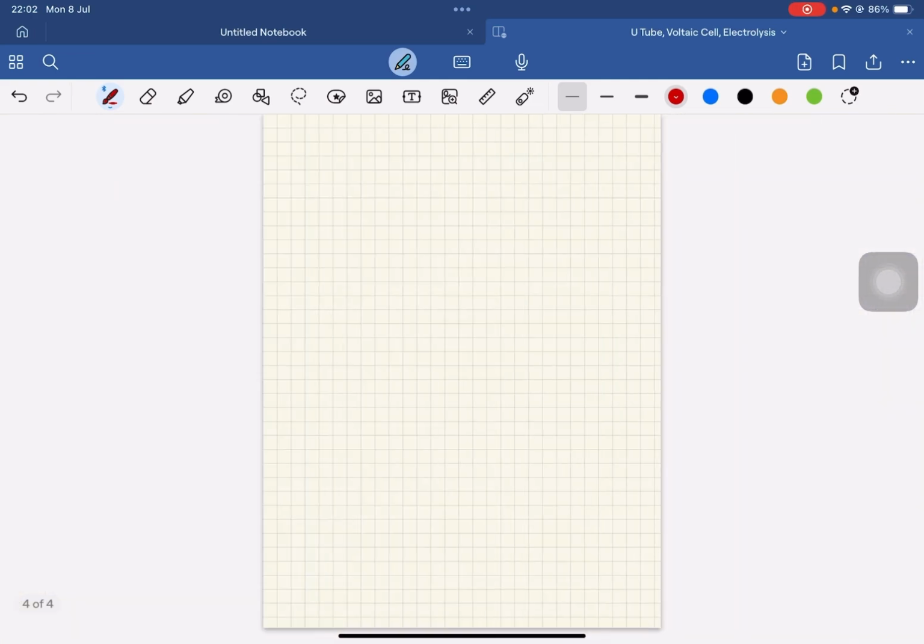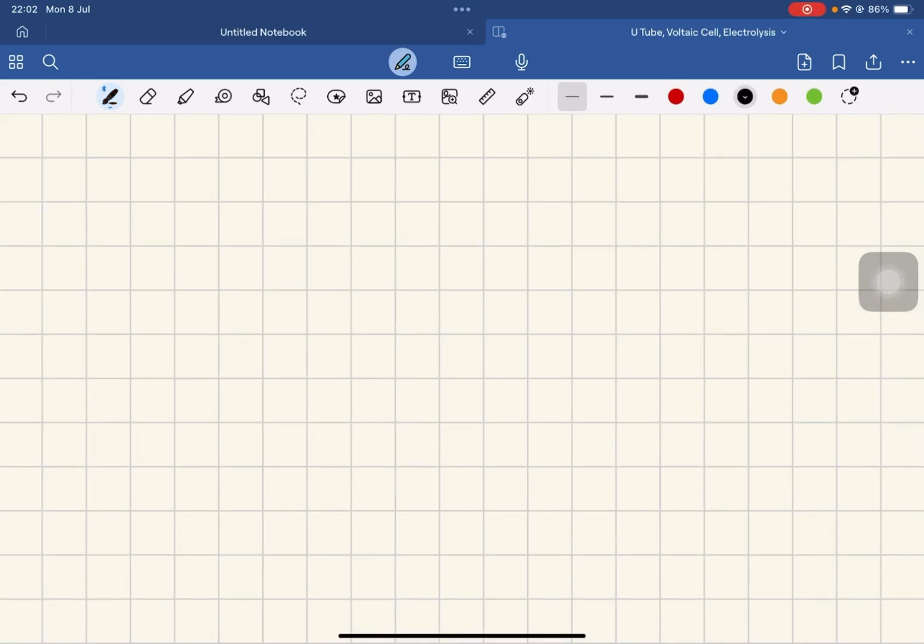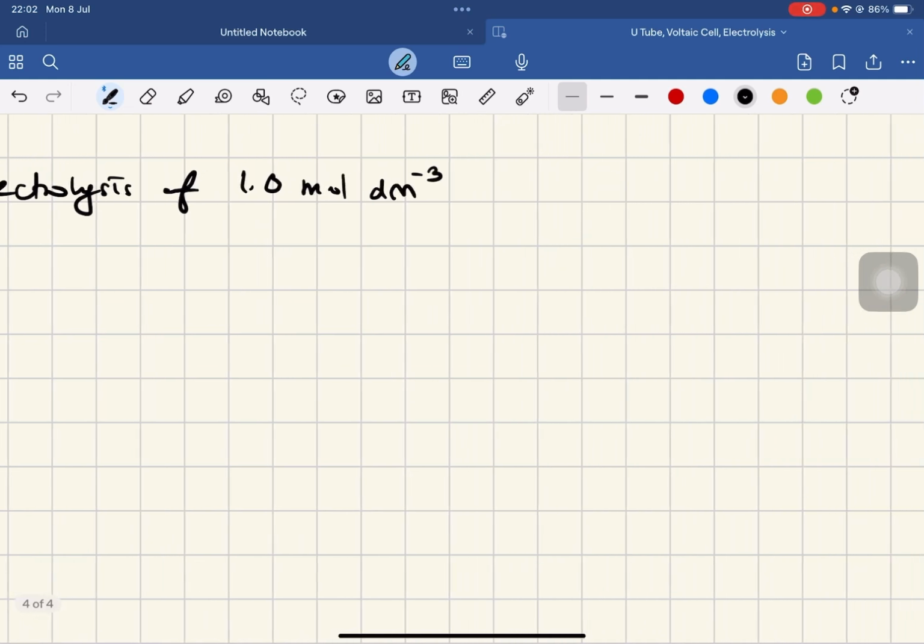Okay, how about what if it's concentrated kan? Last class also I give already kan example. So this is another example, just to make sure that you okay lah. So let's say we have electrolysis of 1.0 mole per dm cube of, let's take copper chloride.